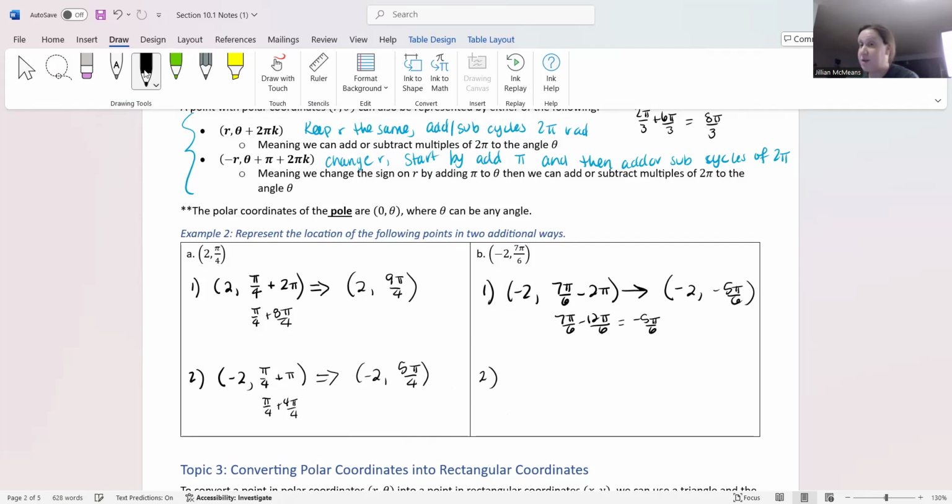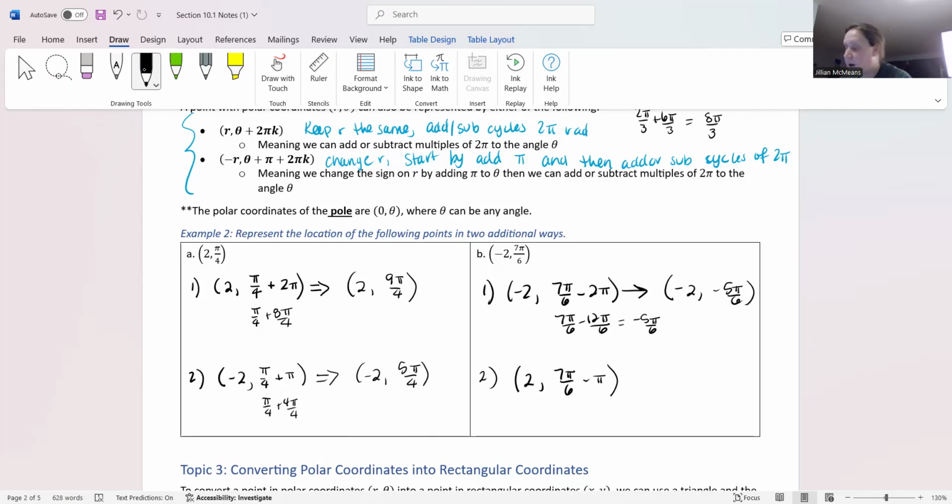And my second point, let's change R. So remember, if you change R, you add or subtract just a single pi. Okay, so we're going to change R and make it positive. And then I'm going to take 7 pi over 6. And let's say we again just subtract a single pi. All right, so remember, if you change the sign on R, add or subtract a single pi first, and then you can add the cycles after that.